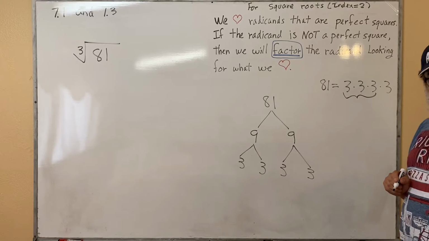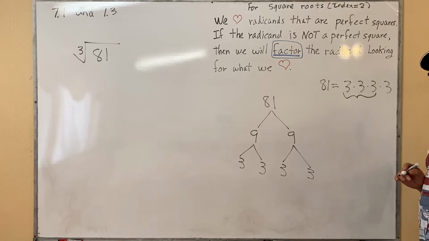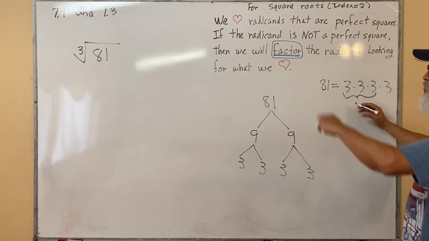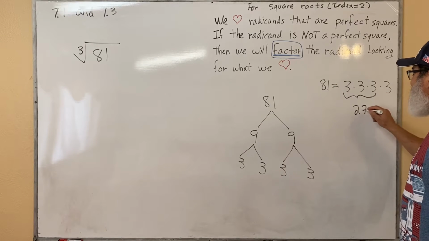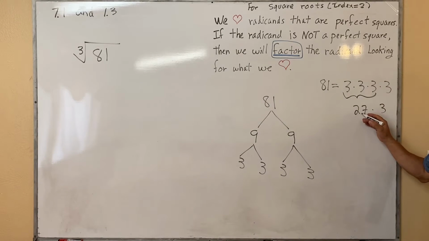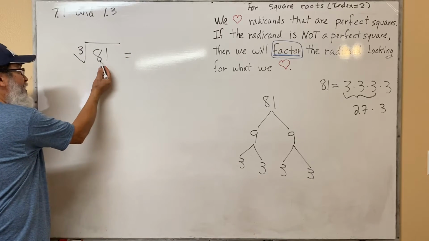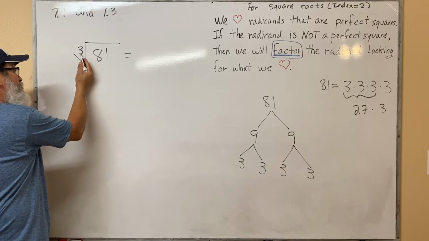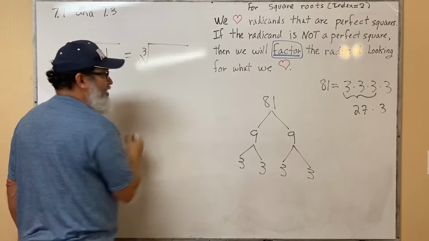When I was looking for perfect squares, I would take 2 of them. 3 times 3. But now we're looking for perfect cubes, so 3 times 3 times 3, that's 27 times 3. This is what I'm looking for now, because the index is 3. So therefore, I do not love the 81, not when the index is 3. So this is the cube root of what?